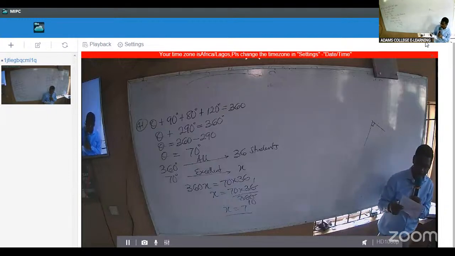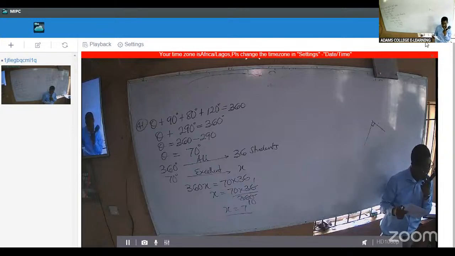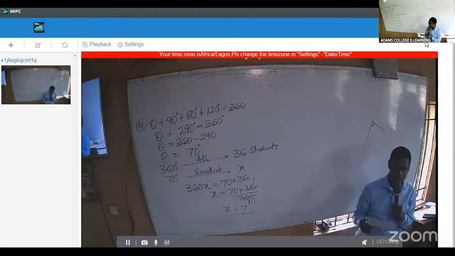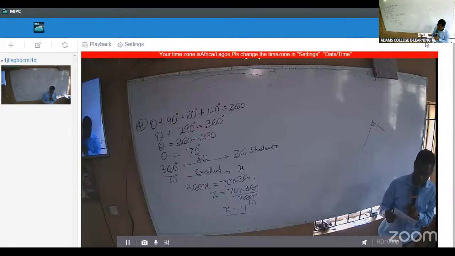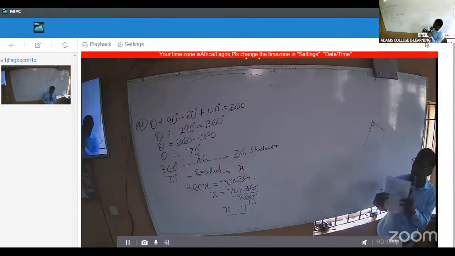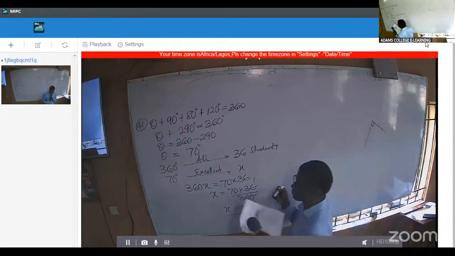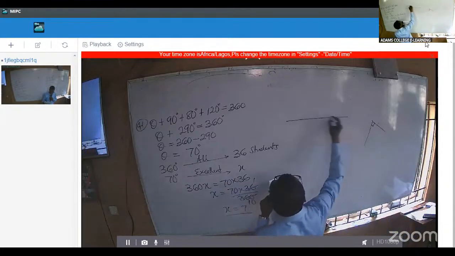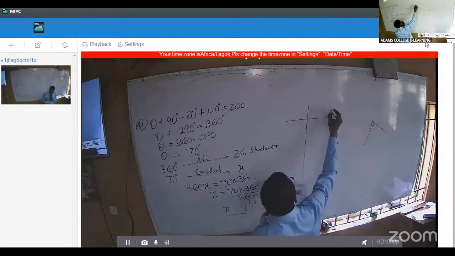Question 42. The bar chart above shows the distribution of marks in a class test. If the pass mark is 5, what percentage of the students failed the test? That means all the people that score less than 5. Let me now count. The table is like this.